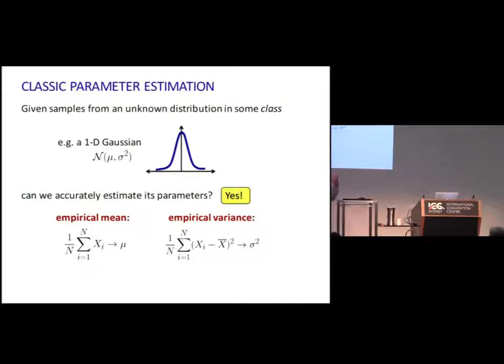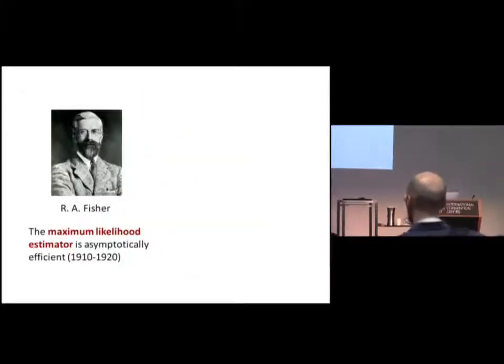In fact, these two estimators, the empirical mean and the empirical variance, are really just special cases of a general paradigm, which is maximum likelihood estimation. This was pioneered by Fisher in the early 1900s, and he proved a lot of wonderful properties about the maximum likelihood estimator: under pretty nice conditions, it turns out to be asymptotically efficient, meaning that it converges to the true parameters you're looking for as fast as any other estimator. But this talk is not about the maximum likelihood estimator.